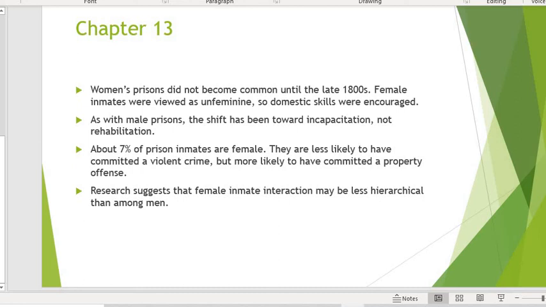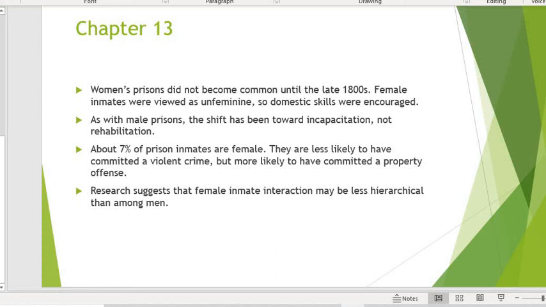You see less of that chivalry, less of that double standard, and women are more likely to be treated the same way as the men within the criminal justice system. So it hasn't been completely eliminated, but it's not as big of a difference as it used to be.